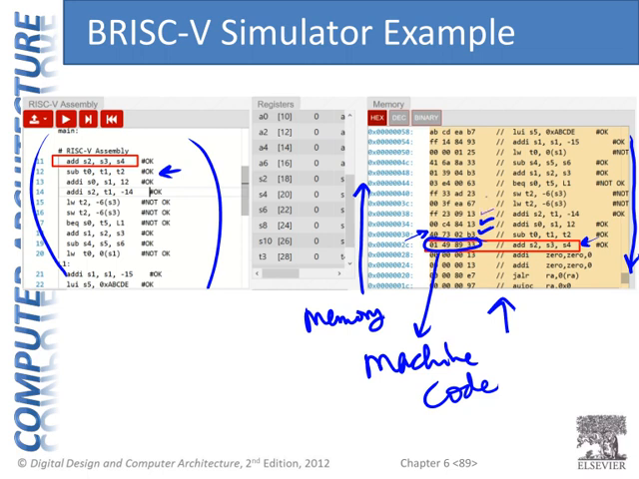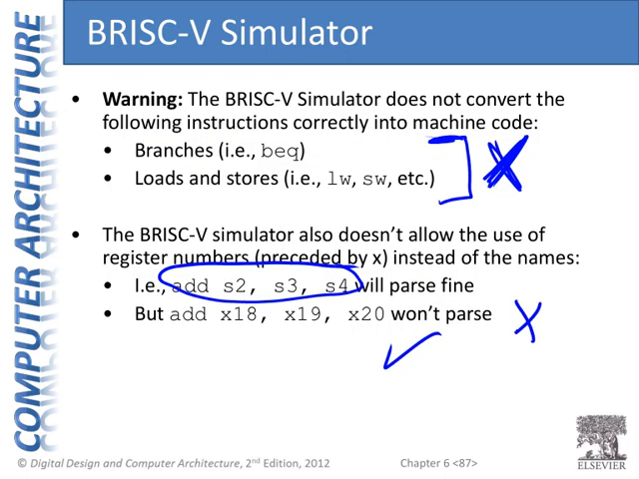But this load word and store word, it fails on. The branch if equal, it fails on. But you can use it at least to get started on some of the simpler instructions, like the add, subtract, add immediate. But again, make sure you do it by hand, and only then look at the BRISC-V simulator to get some confirmation, with the caveat that branches, loads, and stores are not done correctly in the simulator.